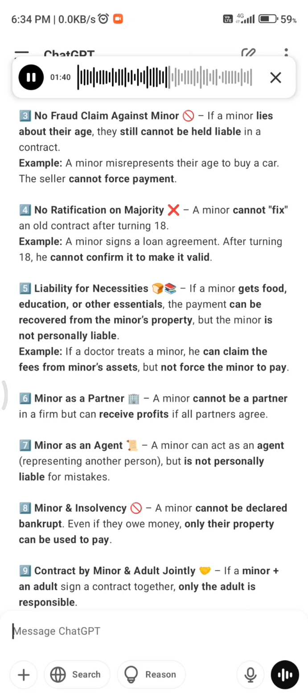6. Minor as a partner. A minor cannot be a partner in a firm, but can receive profits if all partners agree. 7. Minor as an agent. A minor can act as an agent, representing another person, but is not personally liable for mistakes.